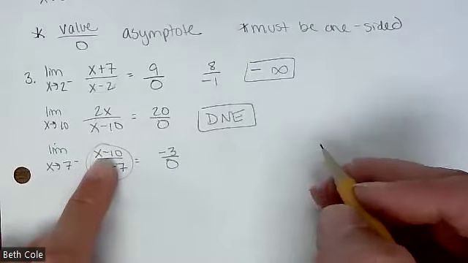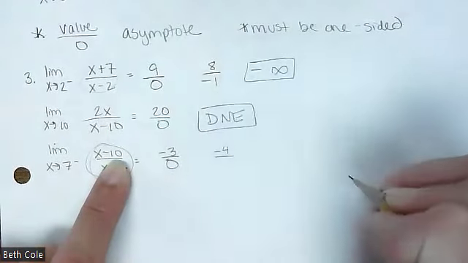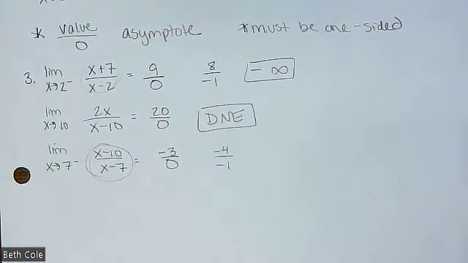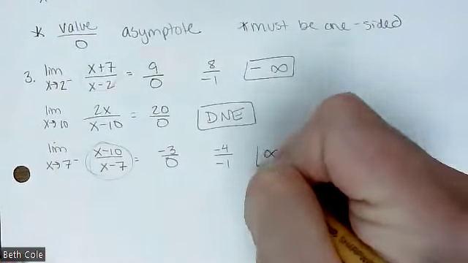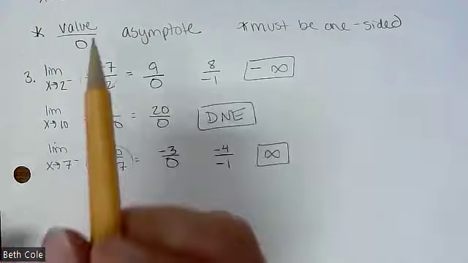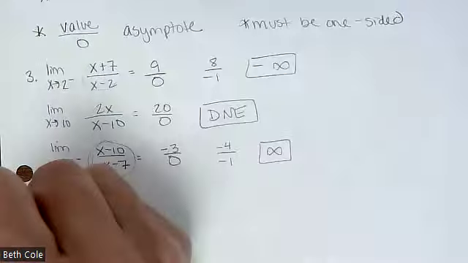If you plug in 6, you're going to get -4 over -1, which is positive. So your answer is positive infinity. You're just testing if it comes out positive or negative is all that is. All right, so value over 0 means that there's an asymptote.